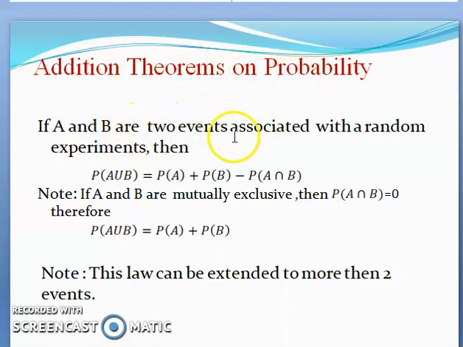If A and B are two events associated with a random experiment, then probability of A union B equals probability of A plus probability of B minus probability of A intersection B. Note that if A and B are mutually exclusive, then probability of A intersection B equals 0, and in this case the addition theorem becomes P of A union B equals probability of A plus probability of B, because the intersection becomes 0. This law can be extended to more than two events also.